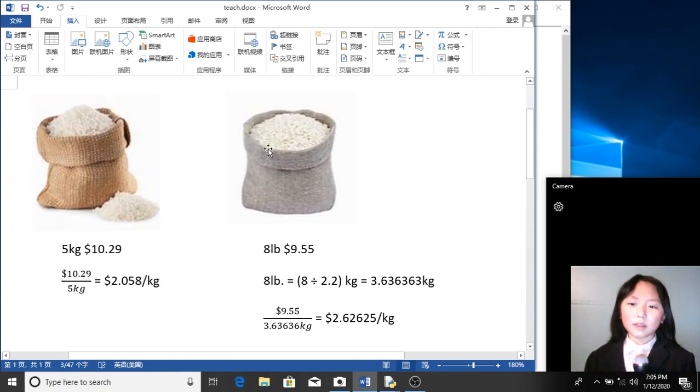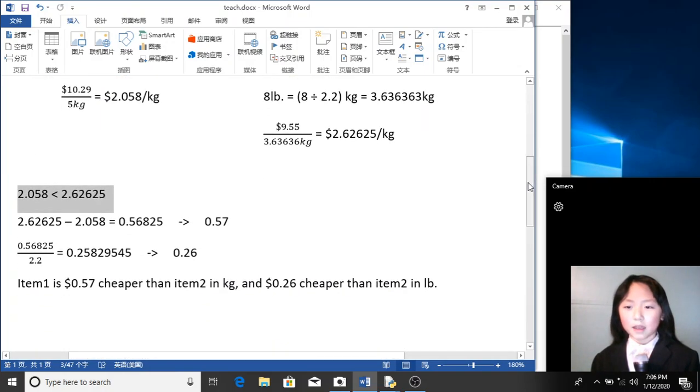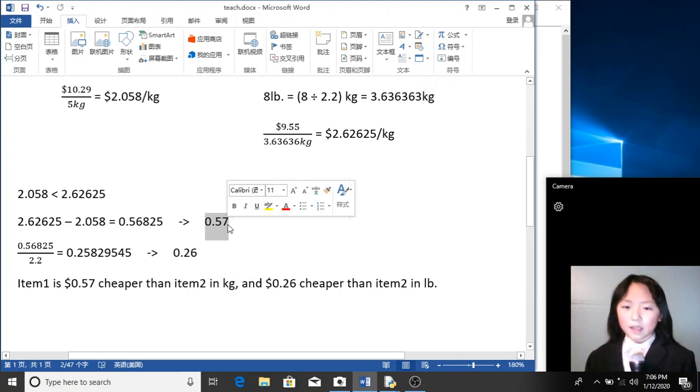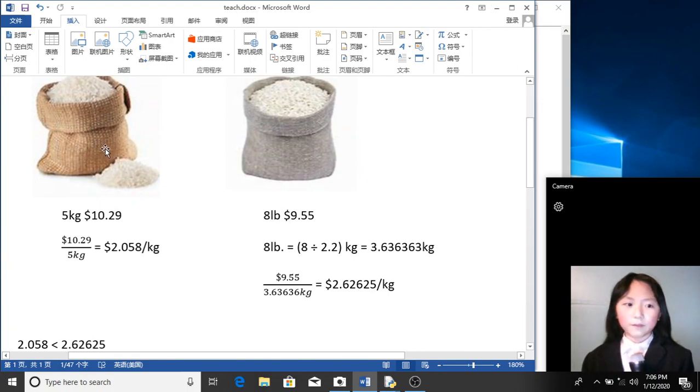So we know that this bag of rice is the better deal, but we also want to find out just how much better a deal it is. So we find the difference in the price. The price of the more expensive rice minus the price of the cheaper rice will be the difference. And this is what we get. And in cents, it will be 57 cents. So this bag of rice is 57 cents cheaper per kilo than this bag of rice.